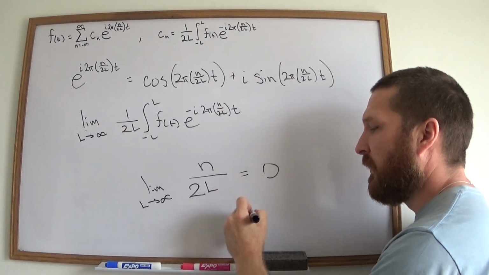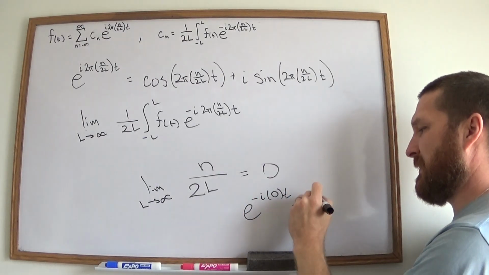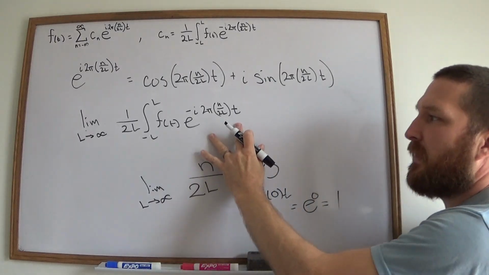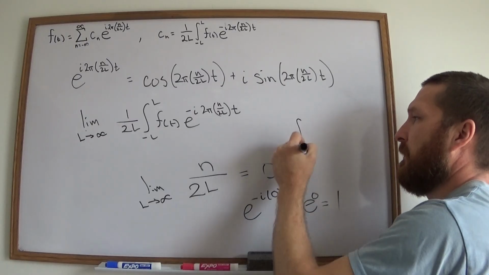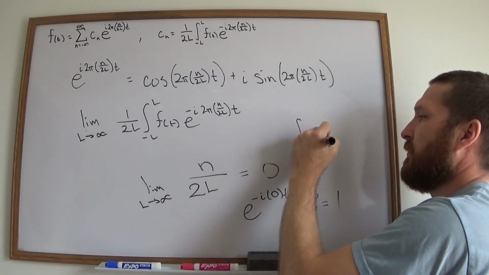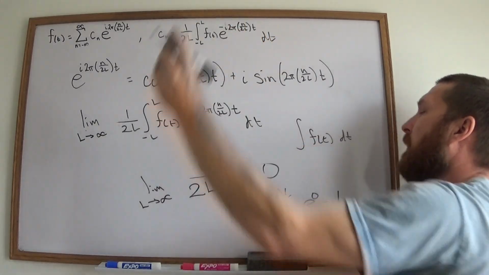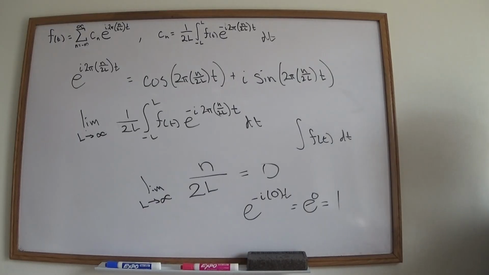If that's 0, then e to the minus i 0 times t is just e to the 0, which is just 1. And so then that thing goes away, and essentially you just have this type of thing. Oops, I never put a dt here. Okay, you have this type of thing, and your e is gone.